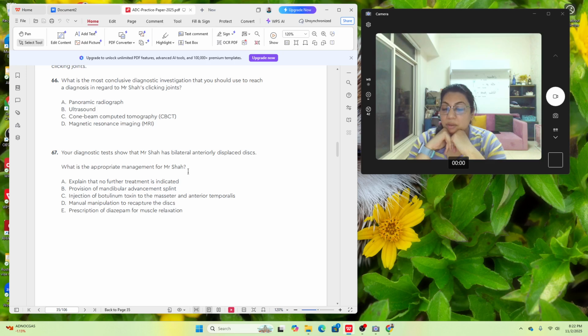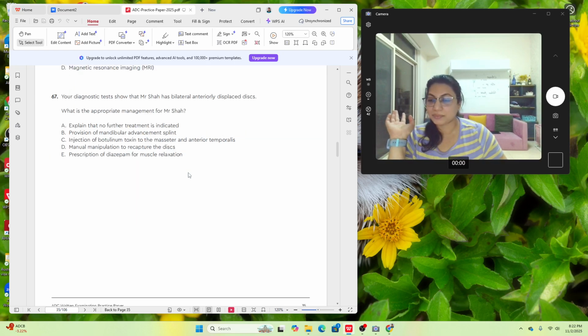Prescription of diazepam for muscle relaxation. No. First of all, as a dentist, you should not be prescribing diazepam at all. Even if you have to take the consent of the GP. So this option by itself goes out of the window.